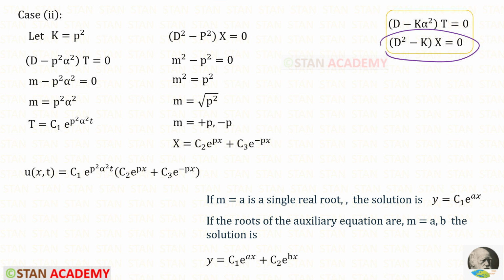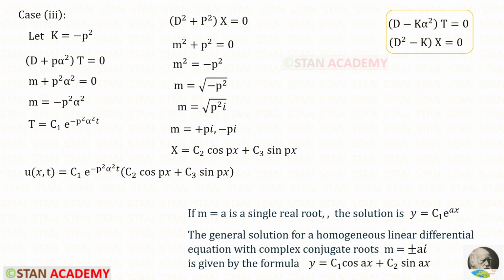Now let us take this one. Instead of k, let us apply p square. And this is the auxiliary equation. For m, there will be two roots. If there are two real roots, this is the formula. There is already a term c1, so instead of c1, we can apply c2, and instead of c2, we can apply c3. And here a will be positive p and b will be negative p. To get u of x comma t, we have to multiply these two.